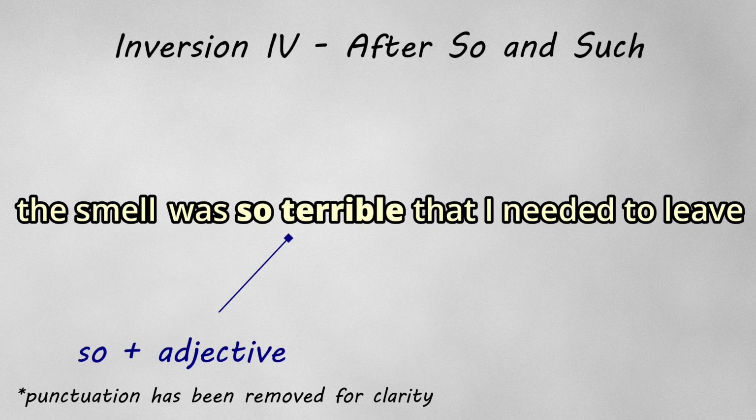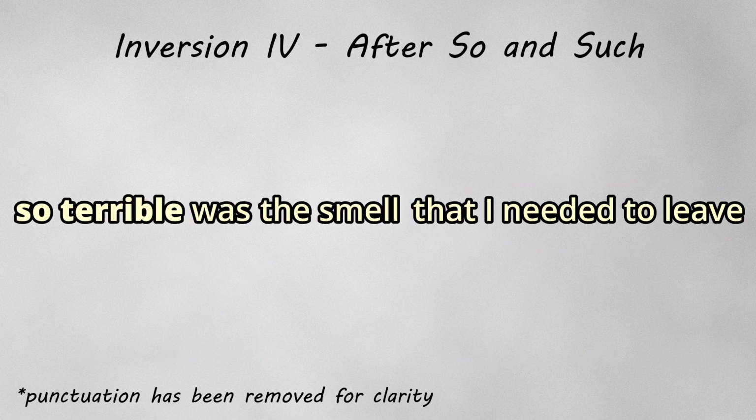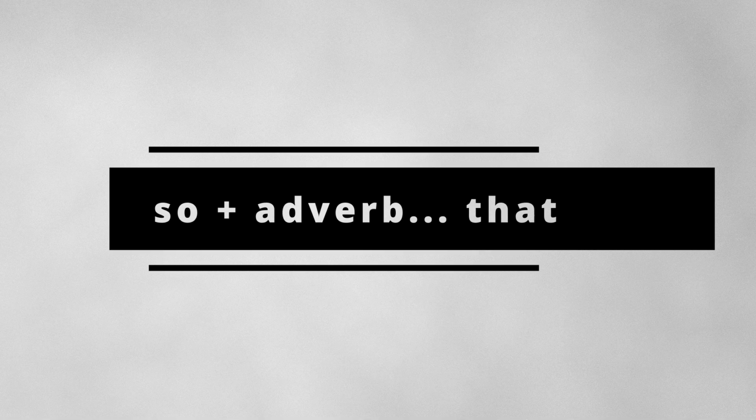So, what do I mean by inversion after so and such? Well, let me first explain it with so. When we have a sentence that uses a phrase of so plus an adjective and before a clause that explains some kind of effect, we can move this phrase to the start of the sentence. And when we do this, we must invert the subject and the be verb, hence why it's called inversion after so and such. It's the same when we use an adverb.